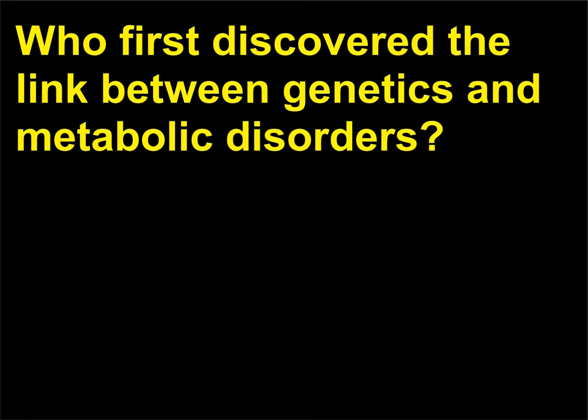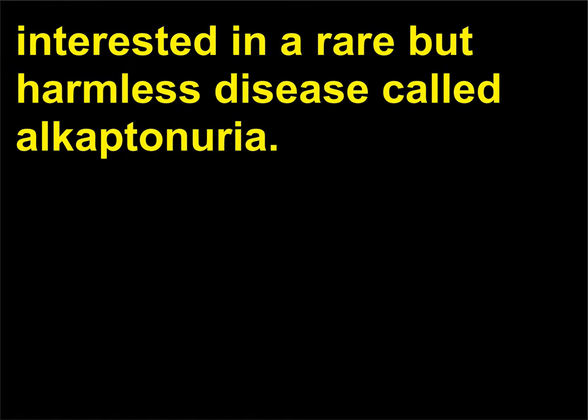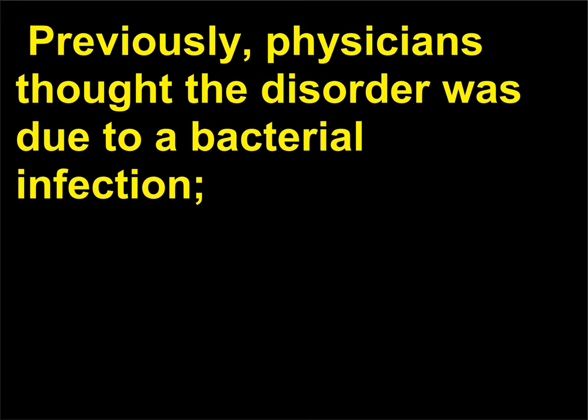Who first discovered the link between genetics and metabolic disorders? Archibald Garrod, 1857 to 1936, was a British physician who became interested in a rare but harmless disease called alkaptonuria. A unique characteristic of this condition is that the patient's urine turns black when exposed to air. Previously, physicians thought the disorder was due to a bacterial infection.